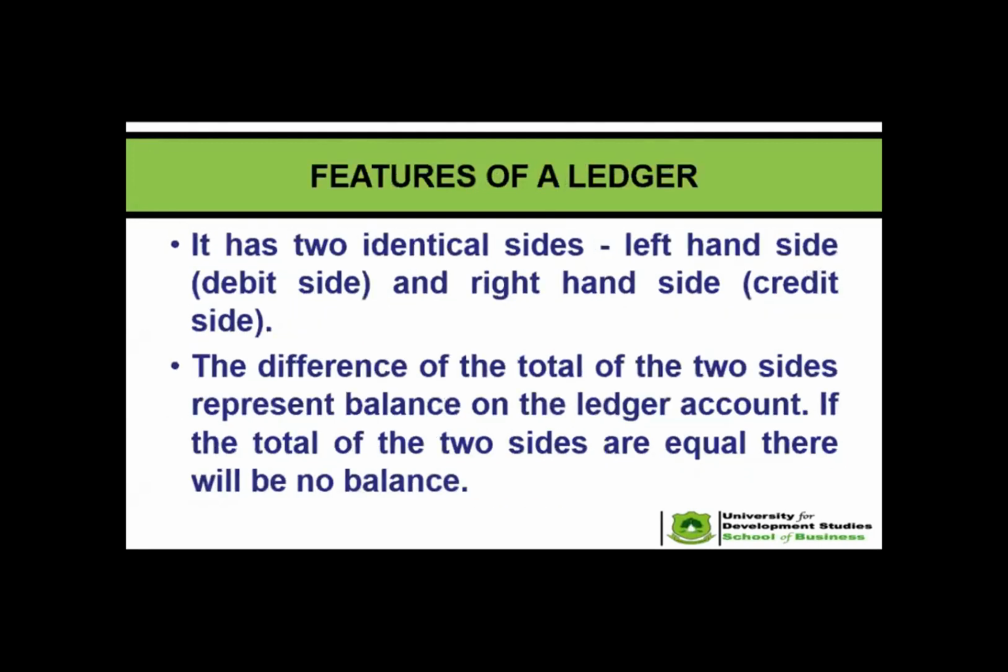The ledger has some of these characteristics. It has two identical sides. We have the left side and also the right side. Good. The left side, as we've seen earlier, is the debit side, and the right side is the credit side. Now, the difference of the total of the two sides represent the balance on the ledger account. If the total of the two sides are equal, then there will be no what? Balance at the end of the day.